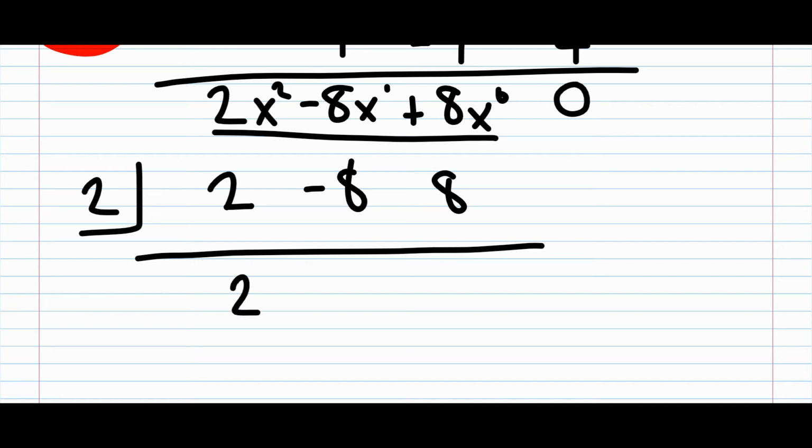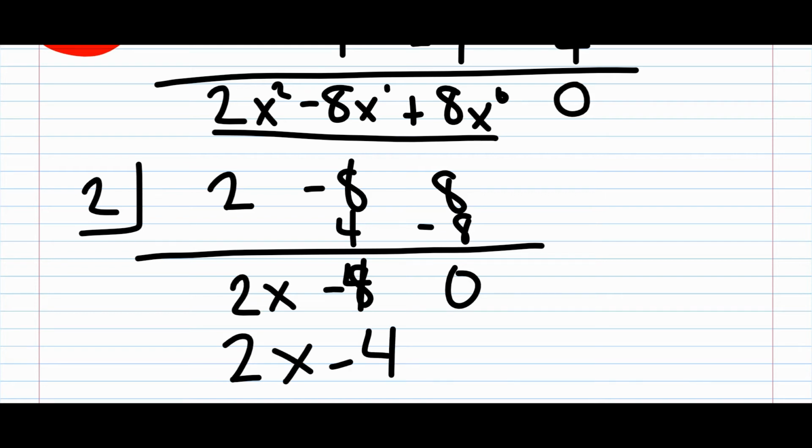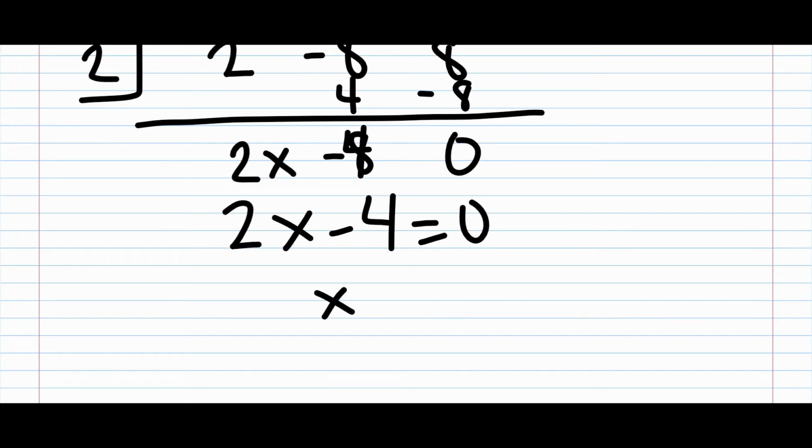So I'm going to bring the 2 down and multiply, and then I add and multiply. Oops, sorry, not negative 8, but negative 4. And then multiply again and add. There's my remainder of 0. That negative 4 is a constant. And then that gives this as my remaining equation, which I can easily solve to get another value of 2.